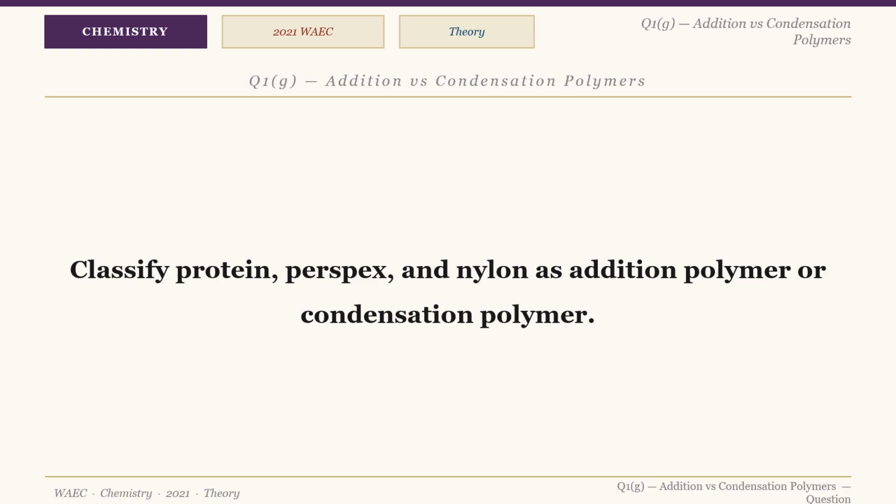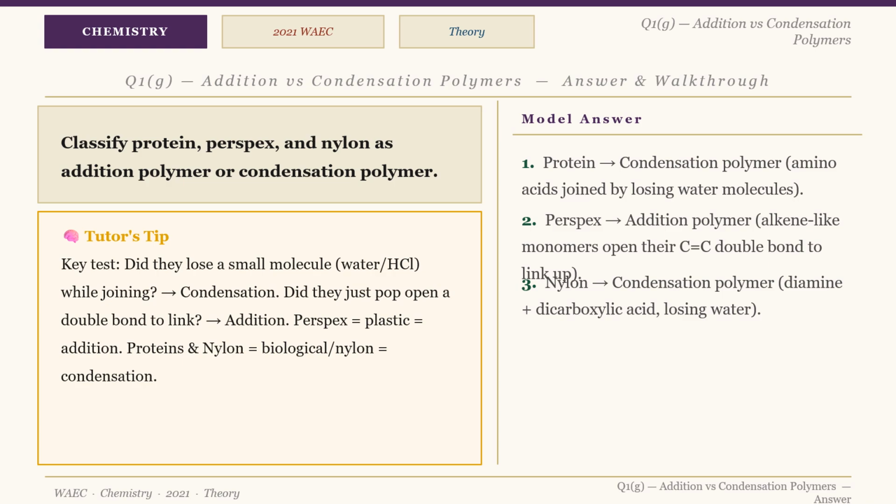Now classify protein, perspex, and nylon as addition polymer or condensation polymer. Now this is a tip. Key test: did they lose a small molecule of water or HCl while joining? If so, then it is condensation. Or did they just pop open a double bond to link? If so, it is addition, and therefore perspex is plastic, which is addition, while proteins and nylon, which are biological, and nylon is derived through the process of condensation.